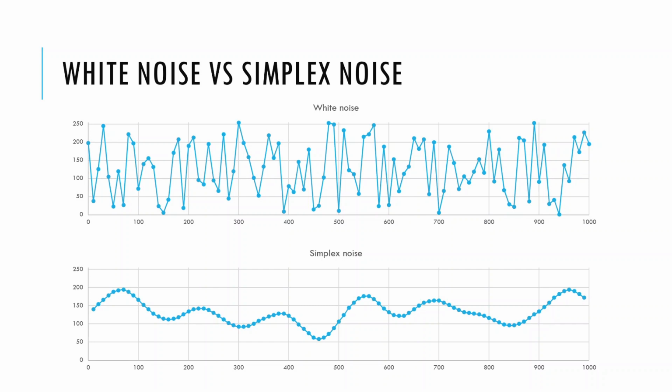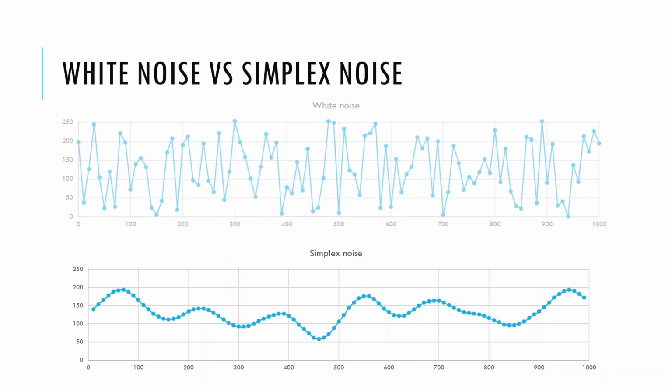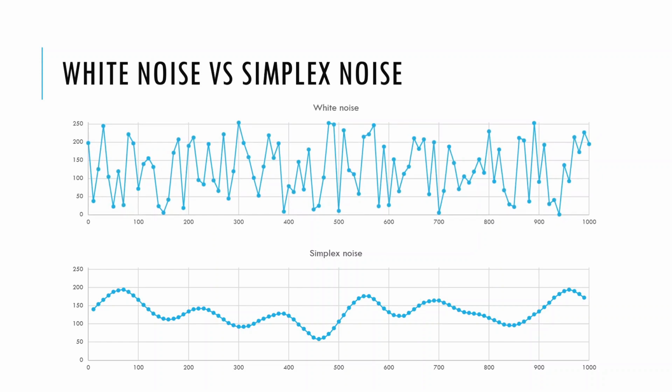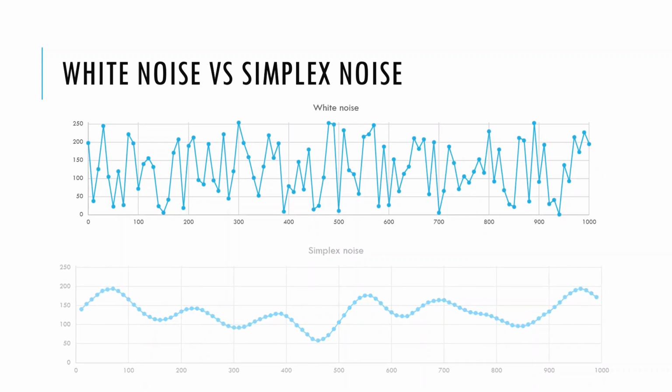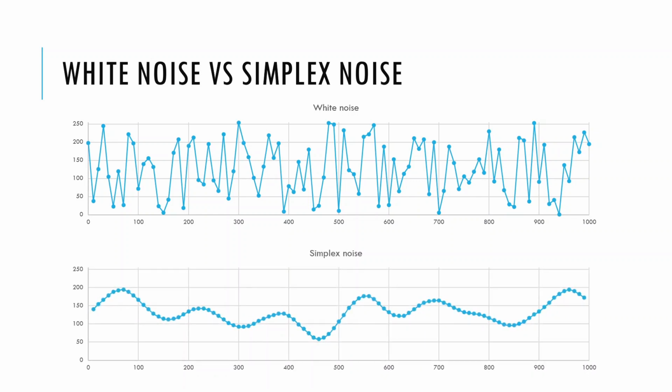The difference is also apparent if you listen to these waveforms, so this is what white noise or random values sounds like. And this is what simplex noise sounds like. You can tell that the second one sounds a lot more natural, something like the noise in an aeroplane cabin or traffic noise from a distance.